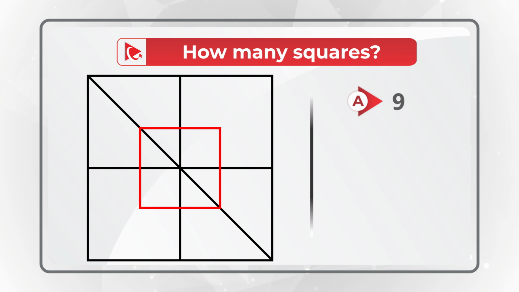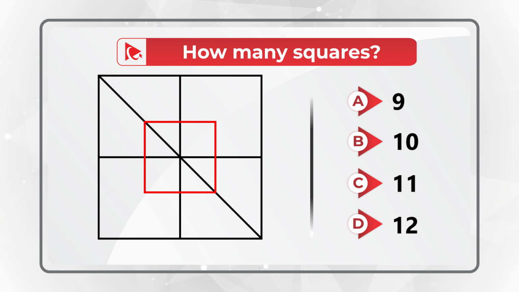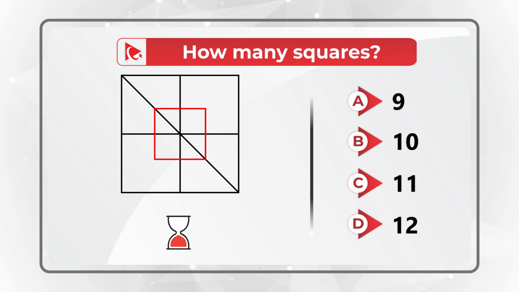Choice A, 9 squares. Choice B, 10 squares. Choice C, 11 squares. And then choice D, 12 squares. Give yourself a little bit of time, maybe pause this video, to do mental math and count all the squares you see on the picture.